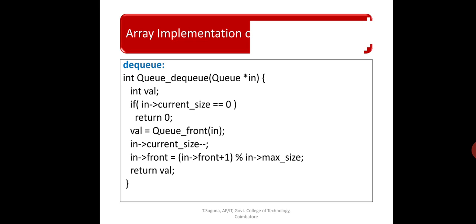Otherwise, take the value which is present in the front position of the queue, which is specified as the value we are going to delete. Then decrement the current size, then move the front pointer to the next position to point to the next element to be serviced.